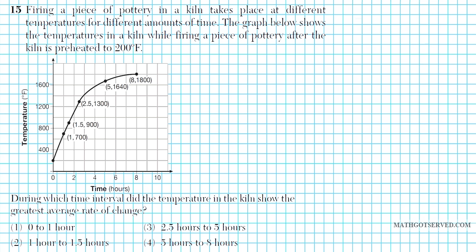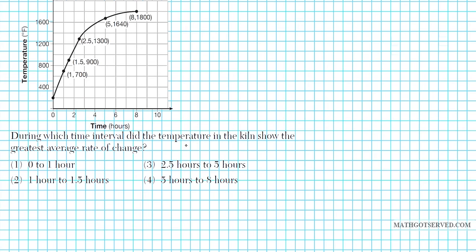All right, let's go ahead and take a look at problem number 15, the last one in this installment. It says, firing a piece of pottery in a kiln takes place at different temperatures for different amounts of time. The graph below shows the temperature of a kiln while firing a piece of pottery after the kiln is preheated to 200 degrees Fahrenheit. And the question is, during which time interval did the temperature in the kiln show the greatest average rate of change?